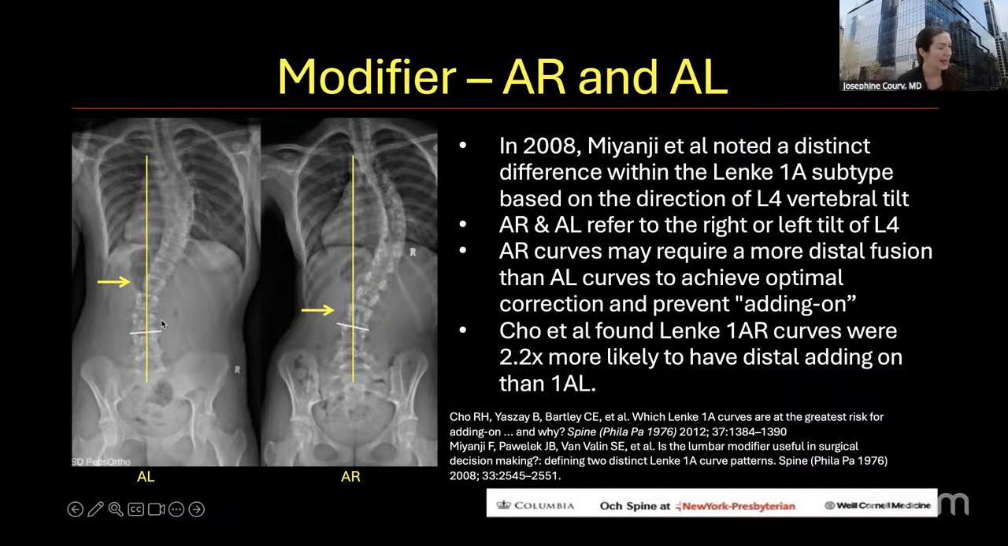If you look at where L3 is, in the patient on the left, the L3 body is flat on top of L4. And in the right, where L4 is tilted off to the right, there's a really large disc wedge that this patient has.